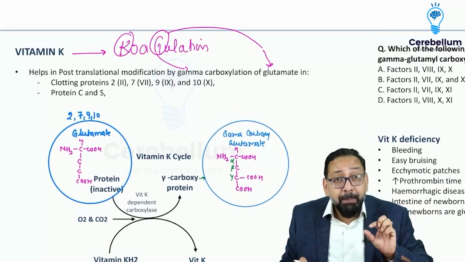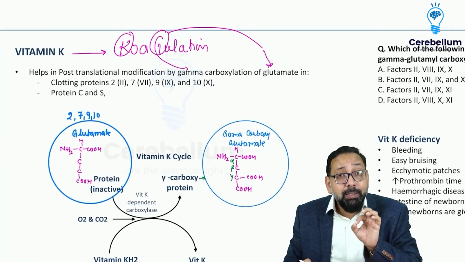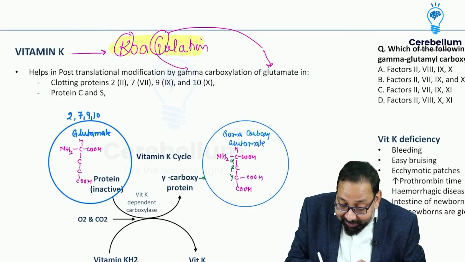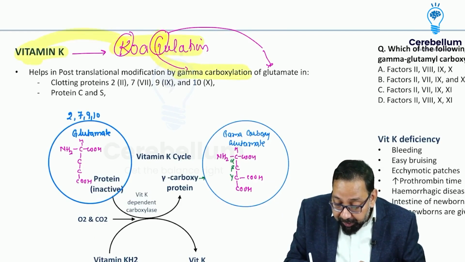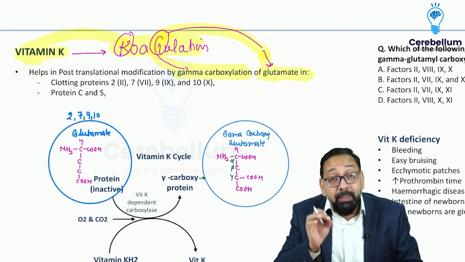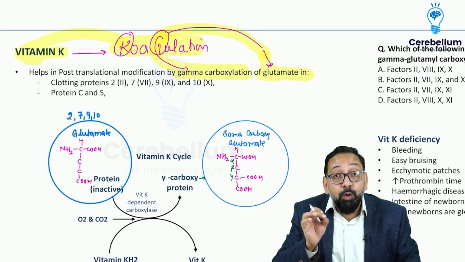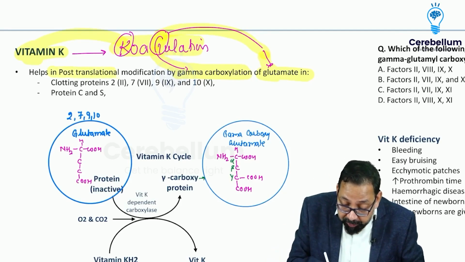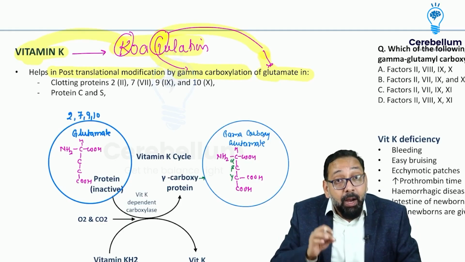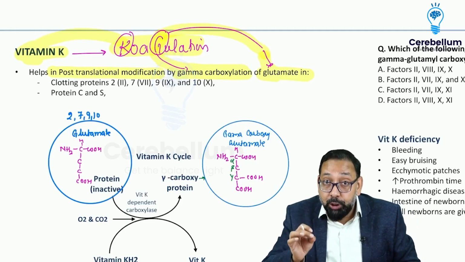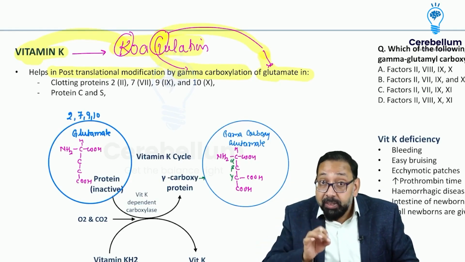Now we come to vitamin K. Vitamin K is associated with coagulation. I write coagulation like this. K for vitamin K, G for gamma carboxylation, and G for glutamate. So vitamin K is responsible for post-translational modification by attaching carboxyl group at gamma position of glutamate. You will understand like this.